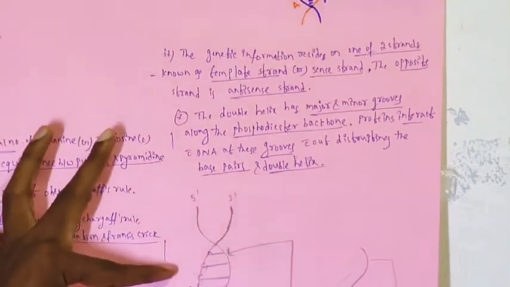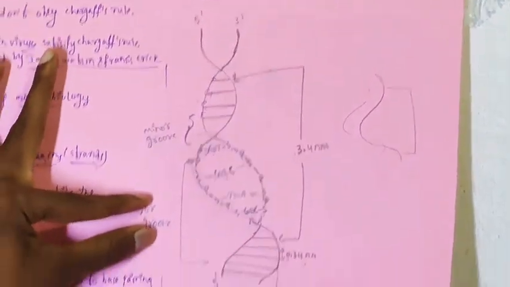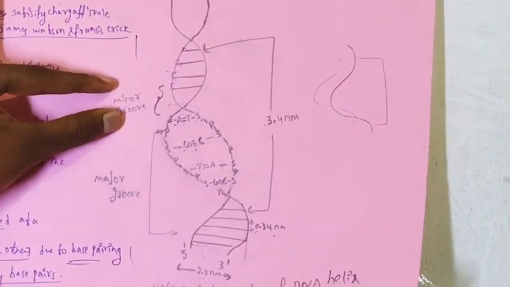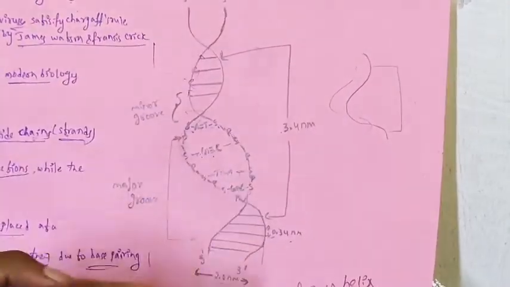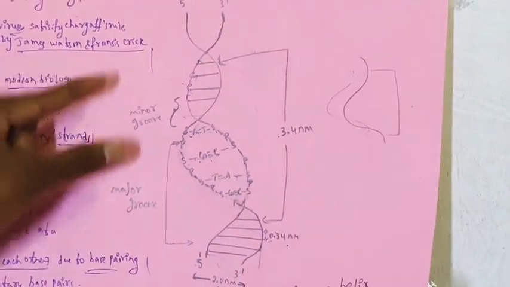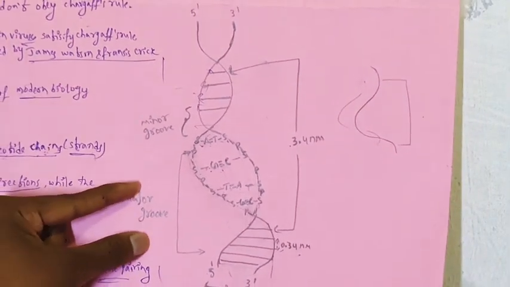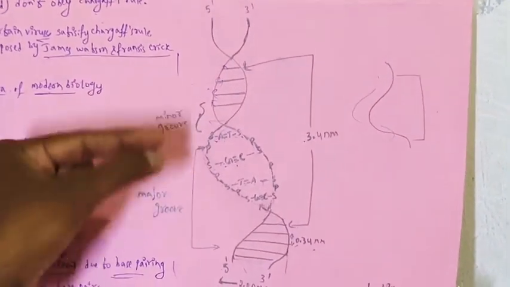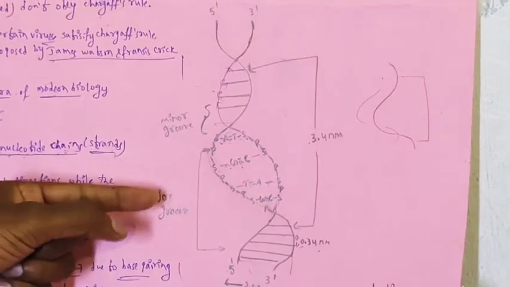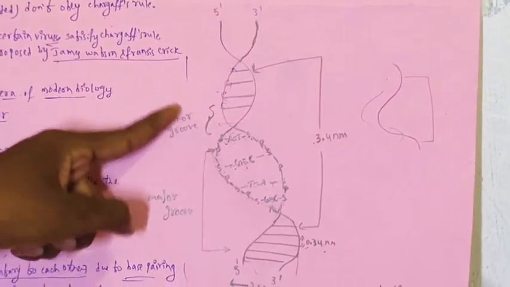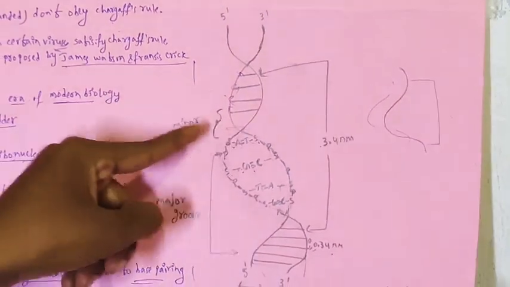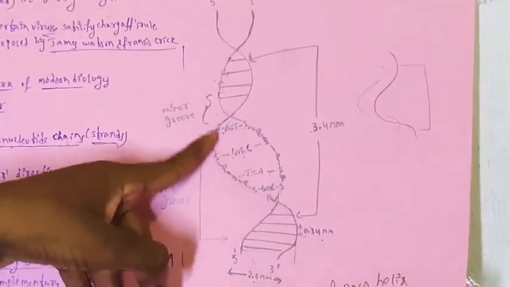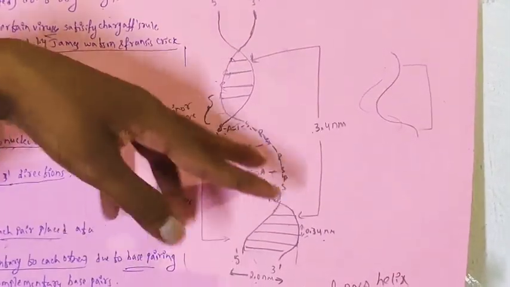Here you can observe the minor groove and the major groove. The minor groove is where the phosphodiester backbone is very close, and the major groove is where the phosphodiester backbone is far away. That's why they are called minor and major grooves. Proteins interact with these grooves only, without interrupting the base pairs and without interrupting the helix form.